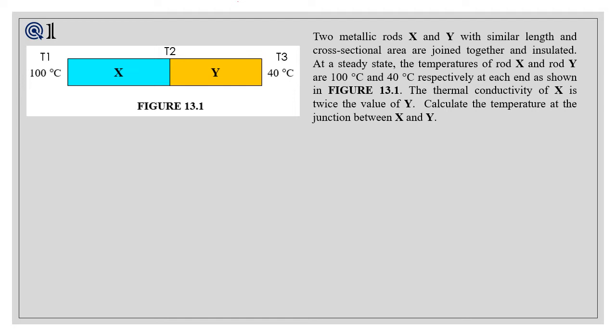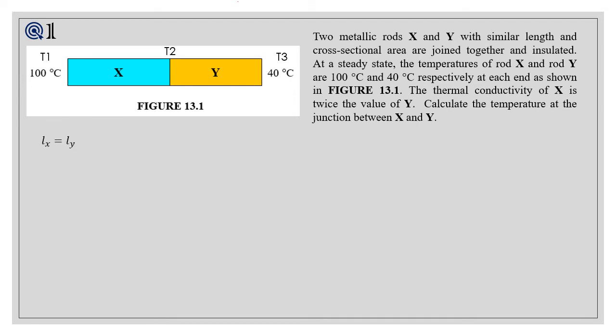Question number 1. Two metallic rods X and Y with similar length and cross-sectional area are joined together and insulated. At a steady state, the temperatures of rod X and rod Y are 100 degrees Celsius and 40 degrees Celsius, respectively at each end as shown in figure 13.1. The thermal conductivity of X is twice the value of Y. Calculate the temperature at the junction between X and Y.